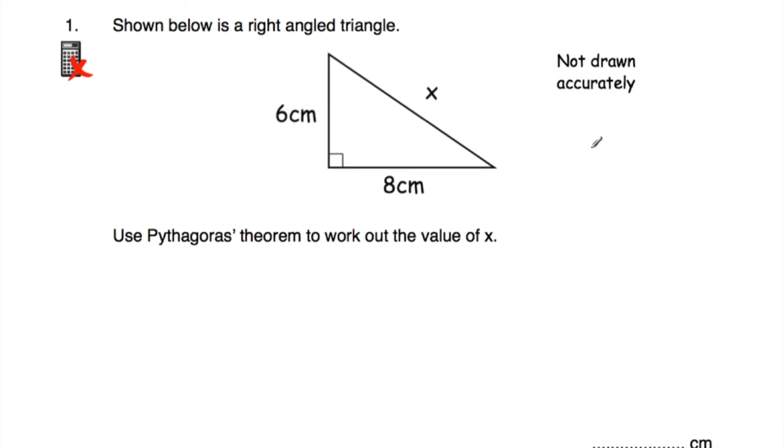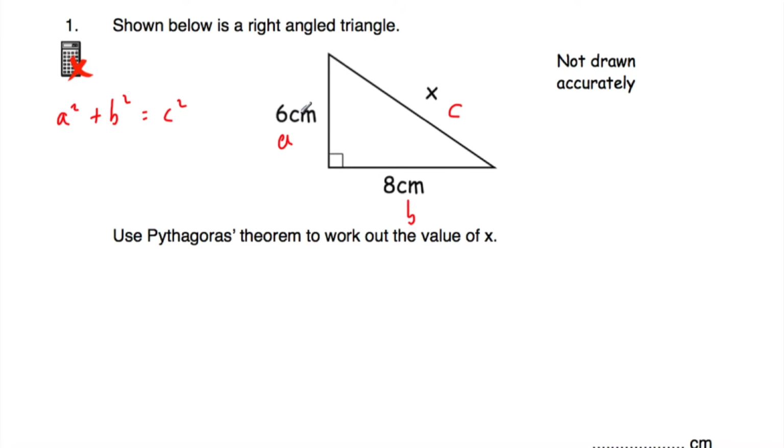So let's label our sides. Now remember, Pythagoras' theorem is a squared plus b squared equals c squared. Let's label the sides where a and b are the two shorter sides and c is the longest side. It doesn't actually matter which way around you label a and b. I tend to label a as the shortest and b as the middle side. But c has got to be the hypotenuse, the side opposite the right angle, the longest side of the right angle triangle. So that means that x would be c.